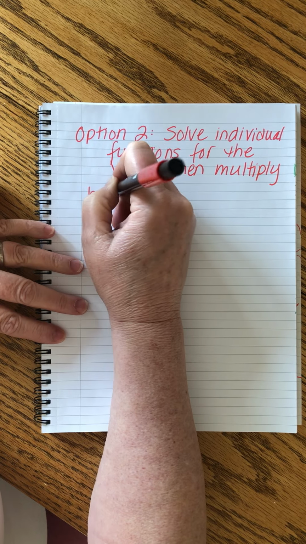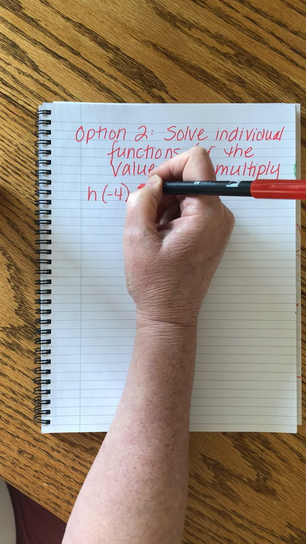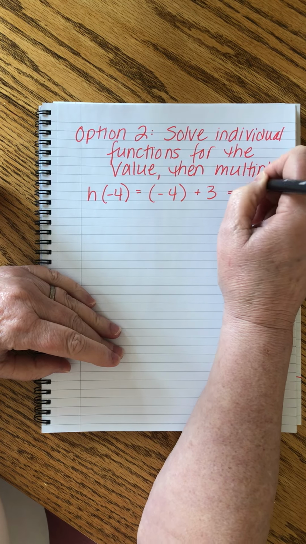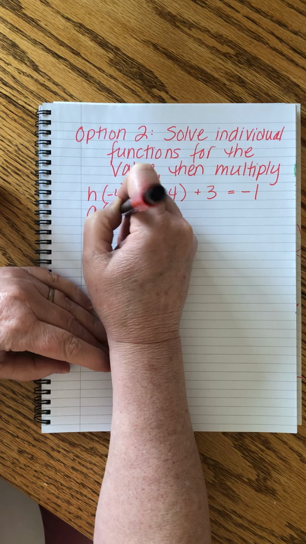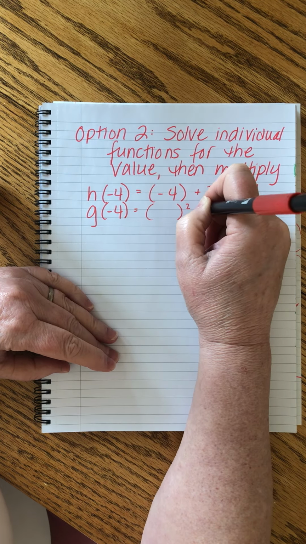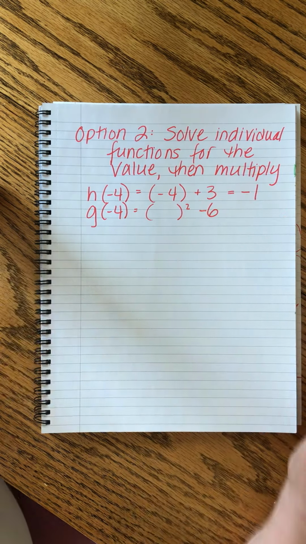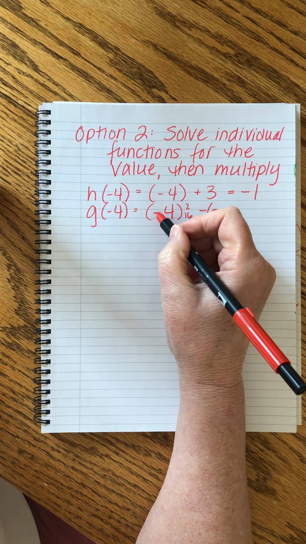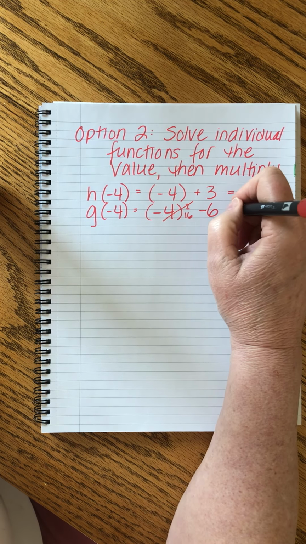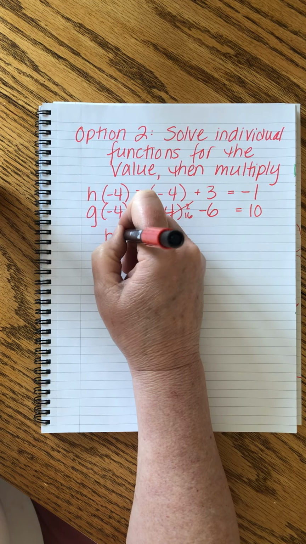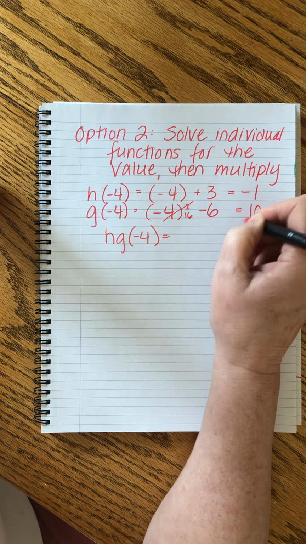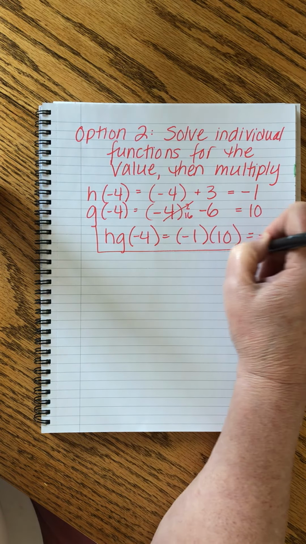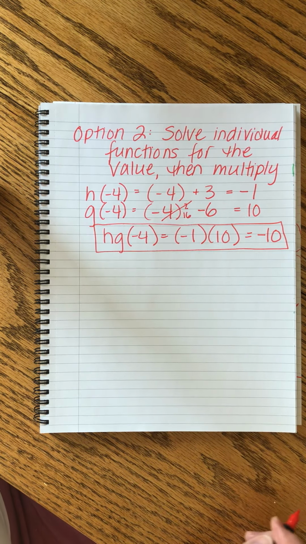So let's go back. We need the h of minus 4, and the h function was x plus 3. So we'll make x plus 3, put in the minus 4. This is negative 1. And then the g function was this quantity squared minus 6. So we put in the minus 4. Minus 4 quantity squared is 16, positive, right? Because the two minuses make a plus. 16 minus 6 equals 10. And then to find the h times g of minus 4, we multiply these two together. 10, and there it is again, our minus 10. Okay, so it worked out beautifully both times.